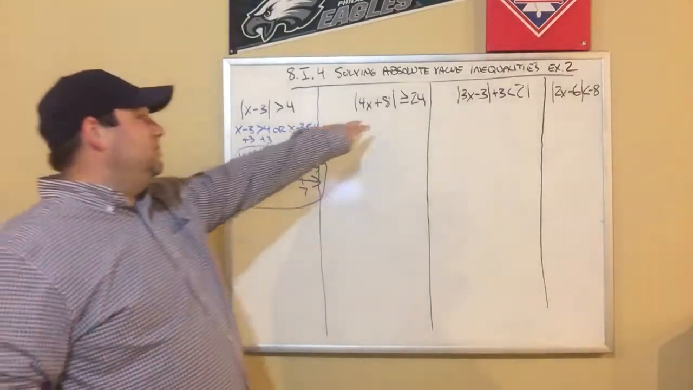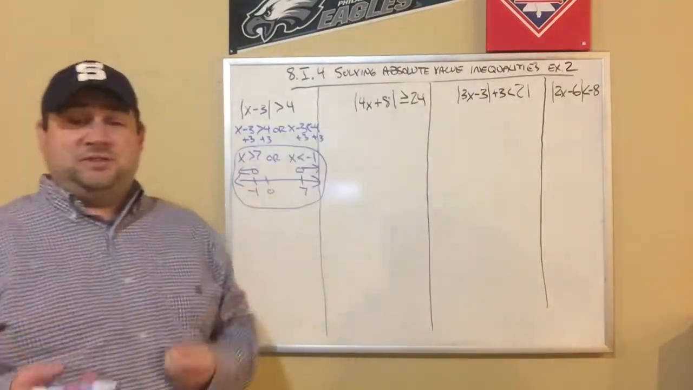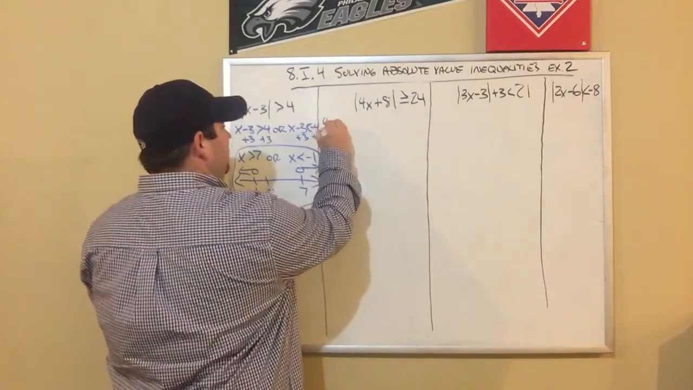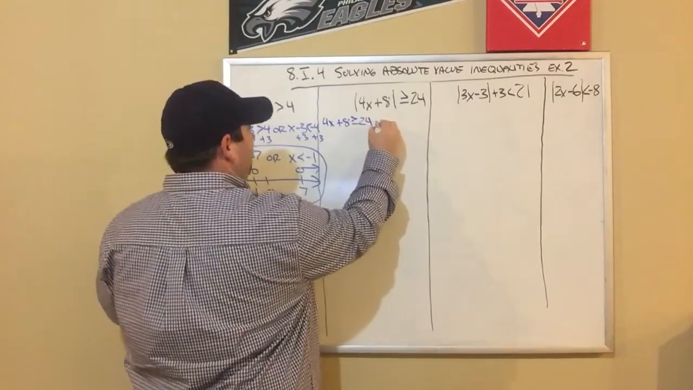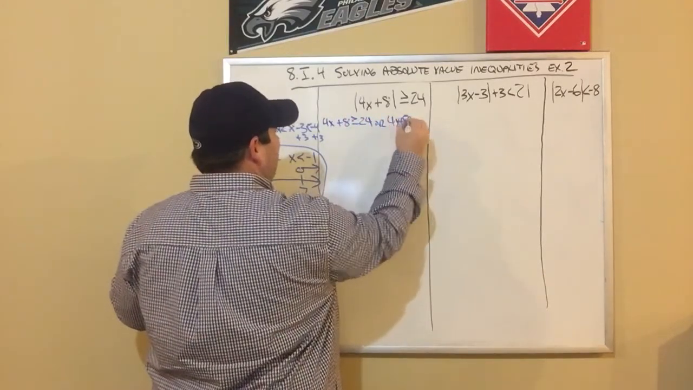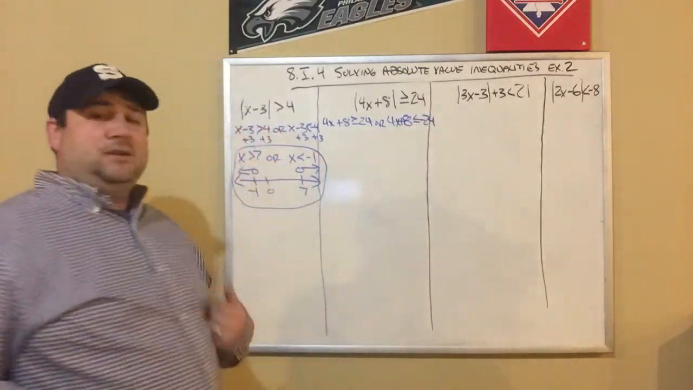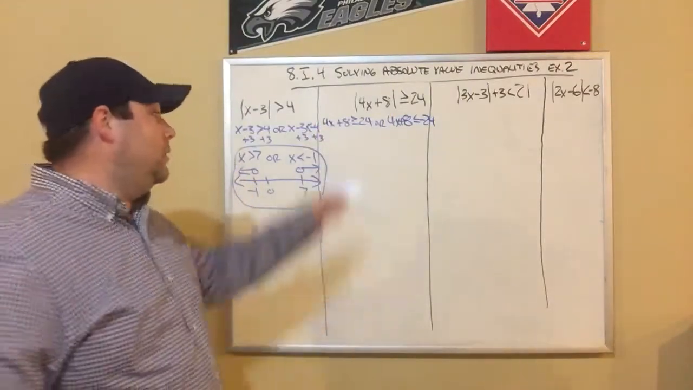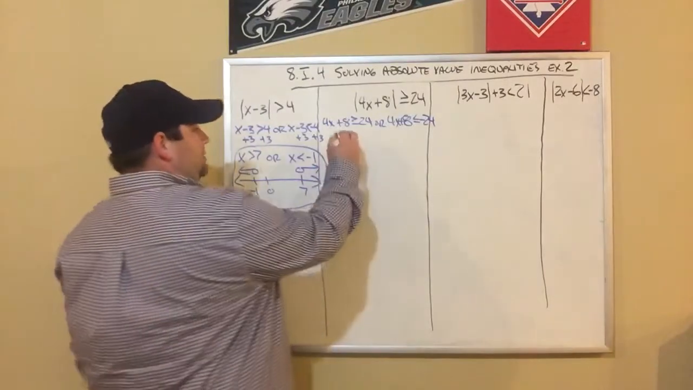So let's look at our second one here. I got the absolute value of 4x plus 8 is greater than or equal to 24. Same thing, I'm going to split it into 2. So I got 4x plus 8 is greater than or equal to 24, or 4x plus 8 is less than or equal to negative 24. So I just flip my sign there. So then I just solve these.